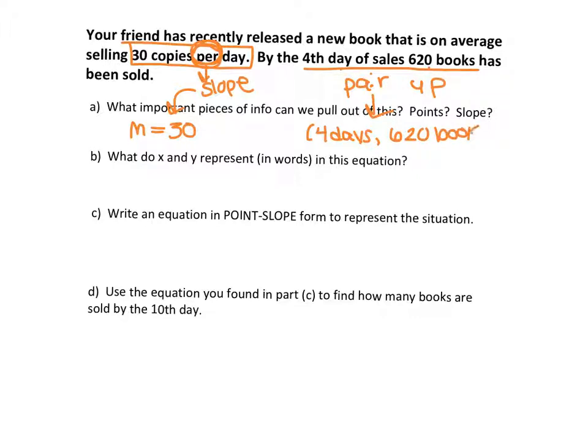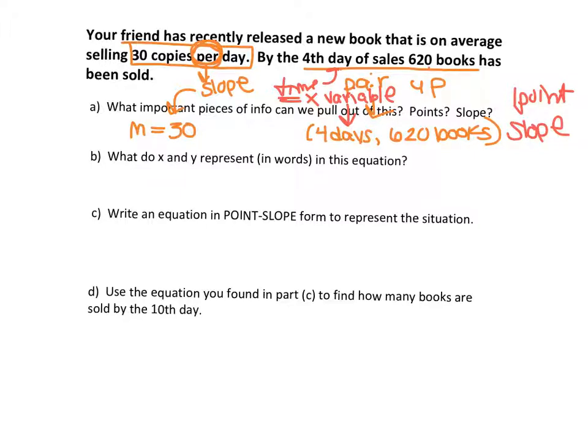Now, oftentimes, students get confused. Well, how do I know that it goes 4, 620? Well, time, which here is in days, is typically the x variable. So maybe make a note of that. Time is typically our x variable. So here in this problem, we have 1 point of 4, 620, and we have the slope. Then here in the second part, it says, what do x and y represent in words?